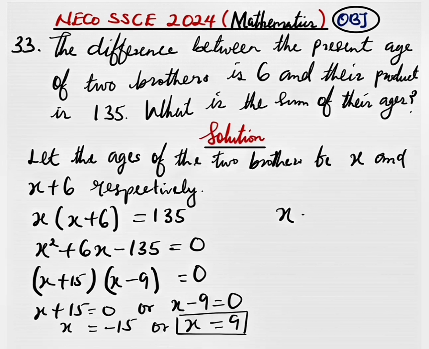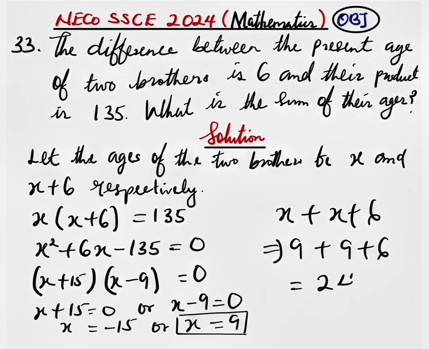So the sum of x and x plus 6 will be, x is 9, so 9 plus 9 gives 18. 18 plus 6 is 24. So therefore, the sum of their ages is 24. This is the answer to question number 33.